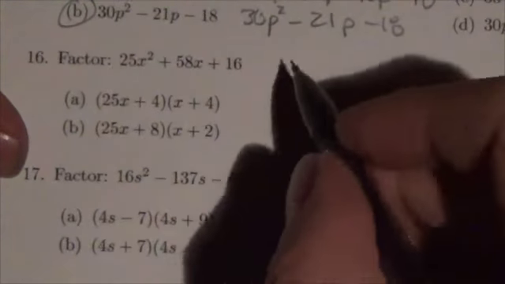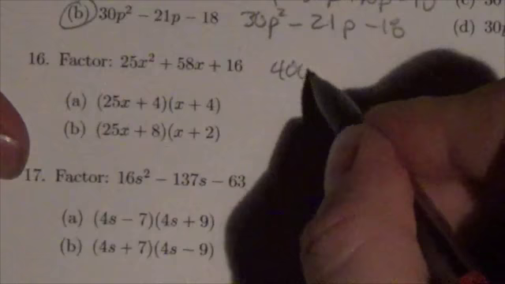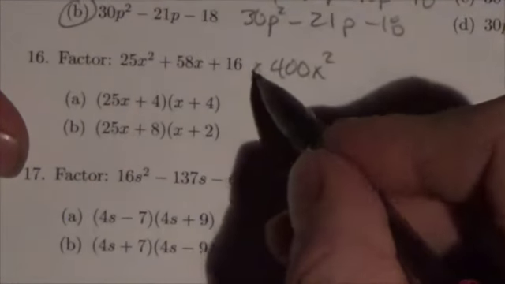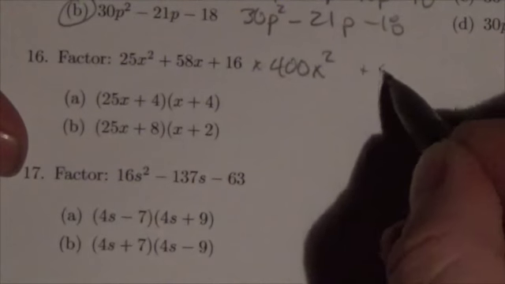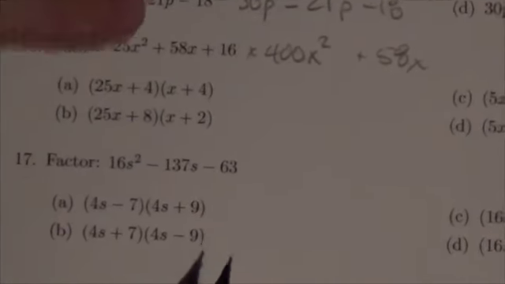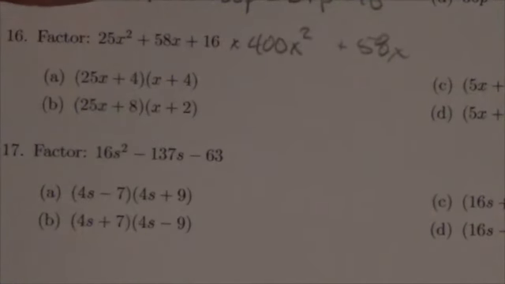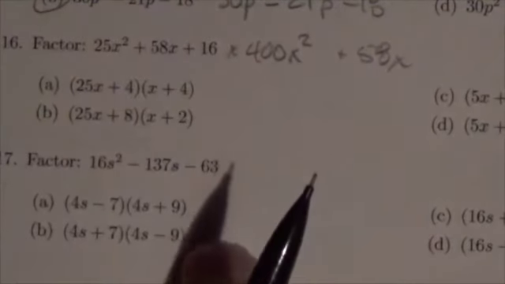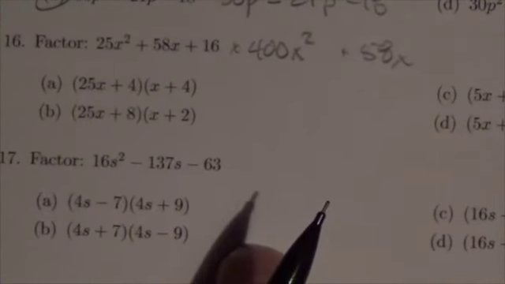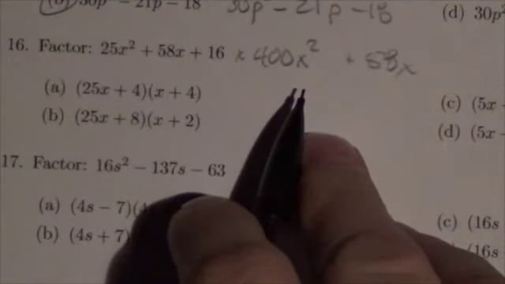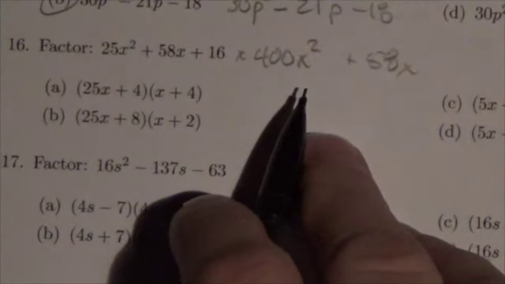25 times 16 is actually going to be 400x squared. So we're looking for two numbers whose product is 400, but whose sum is 58x. Now, I'm probably going to have to yank out my old calculator here. Now, there is another way of doing this. Sorry, pencil in the mouth. There is another way of doing this, but I don't want to take any kind of weird shortcuts right now. So we're going to go through and think about factors of 400.